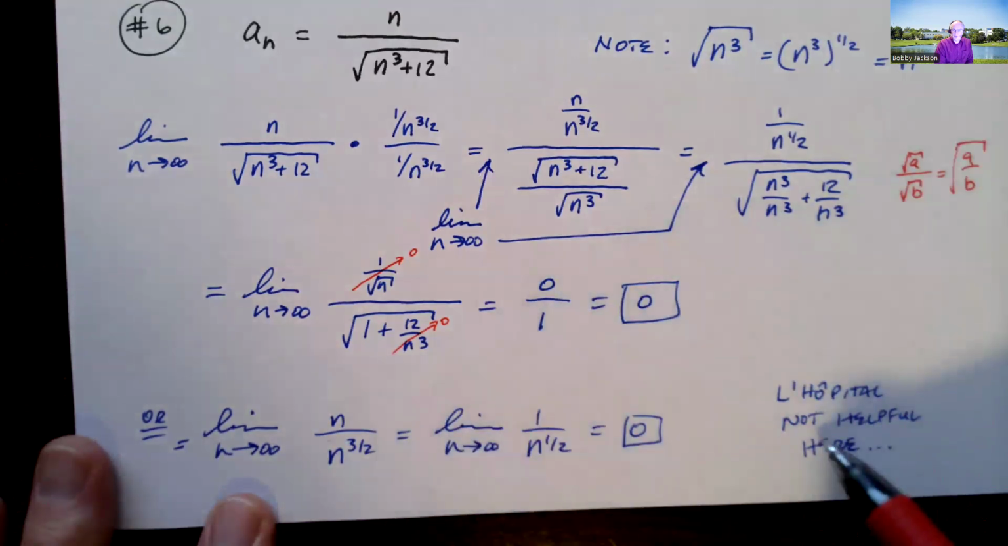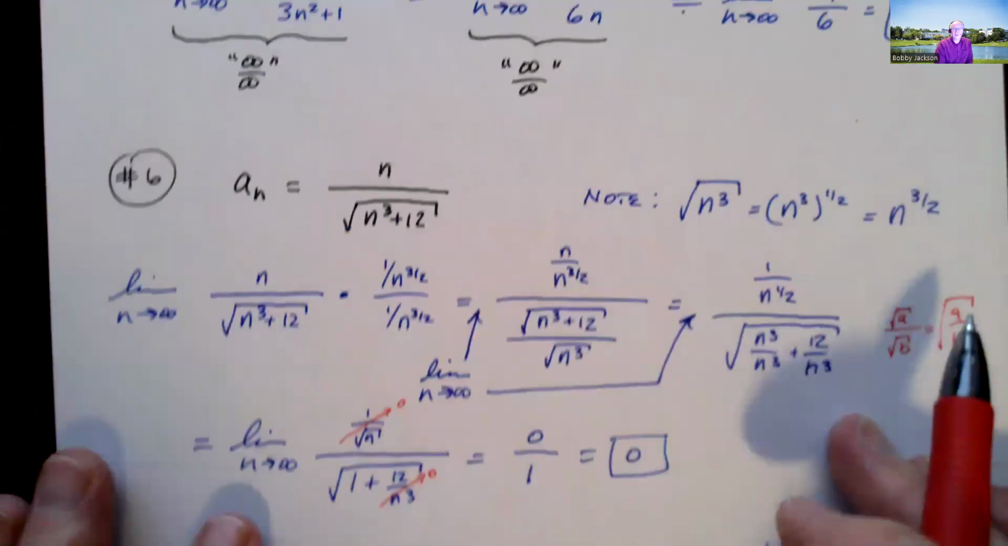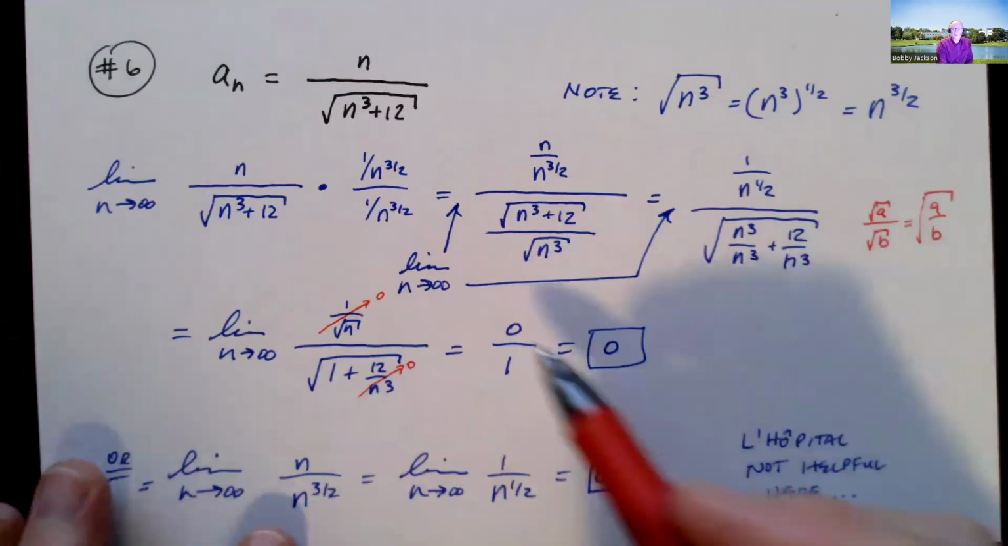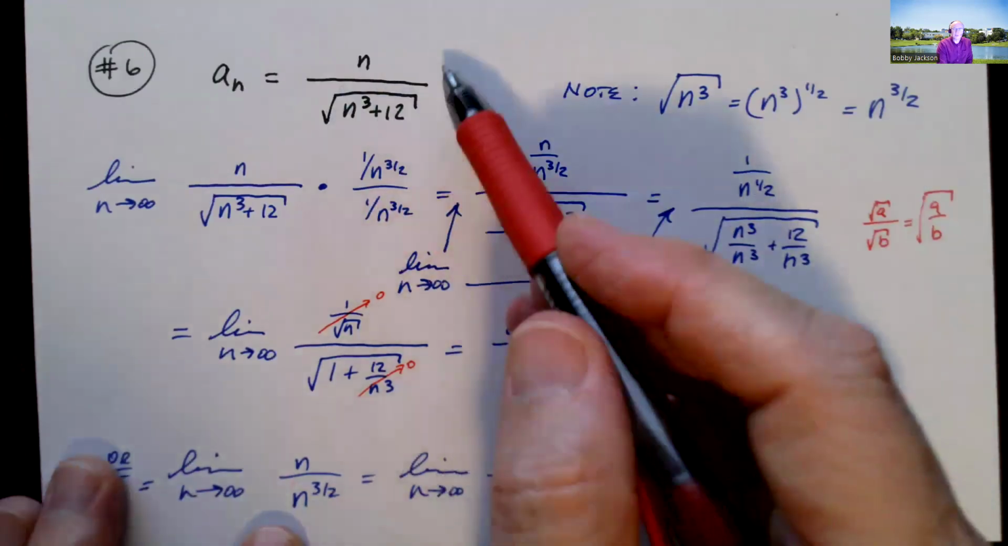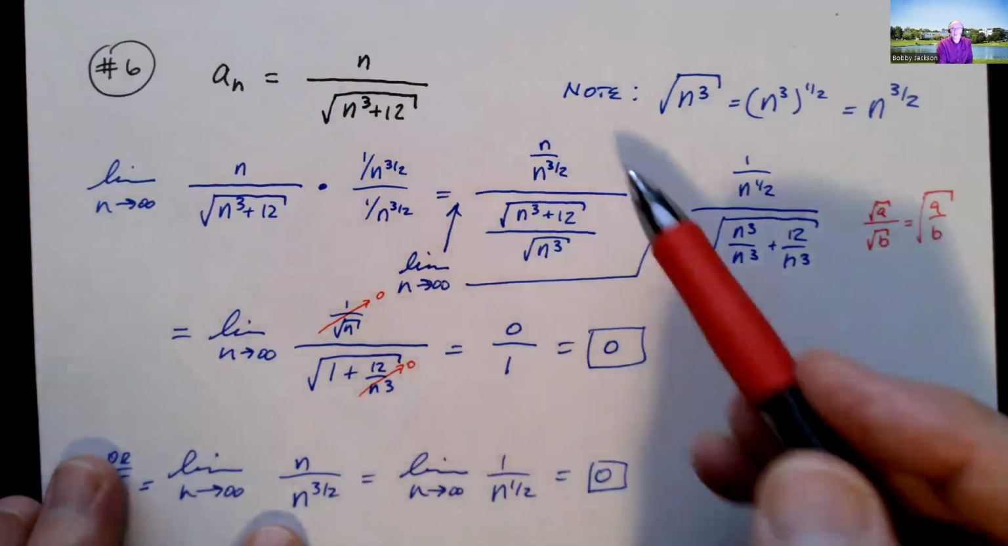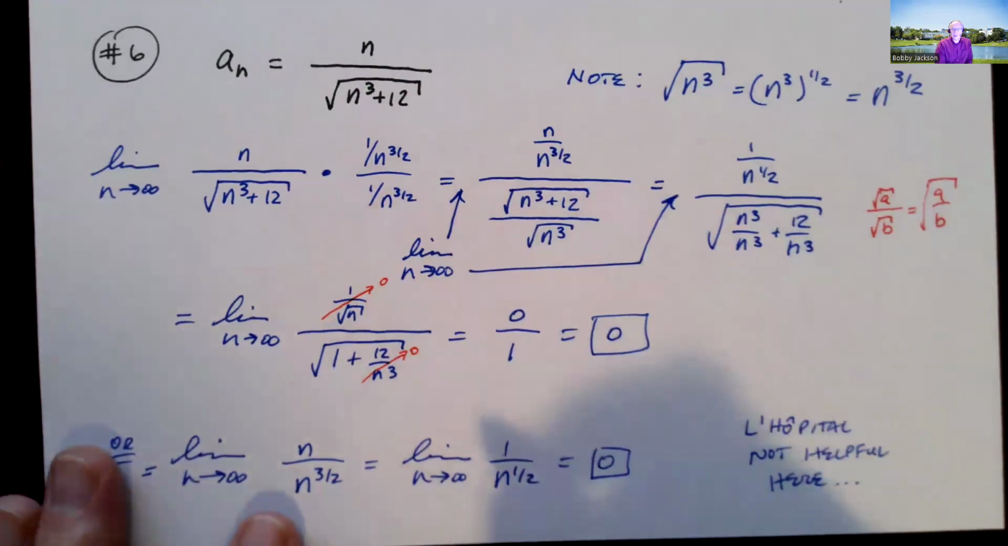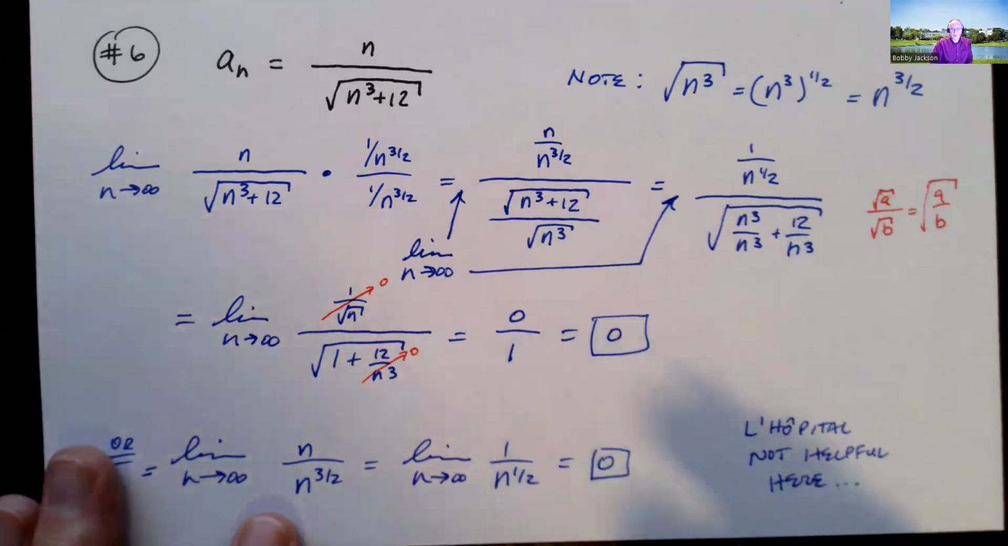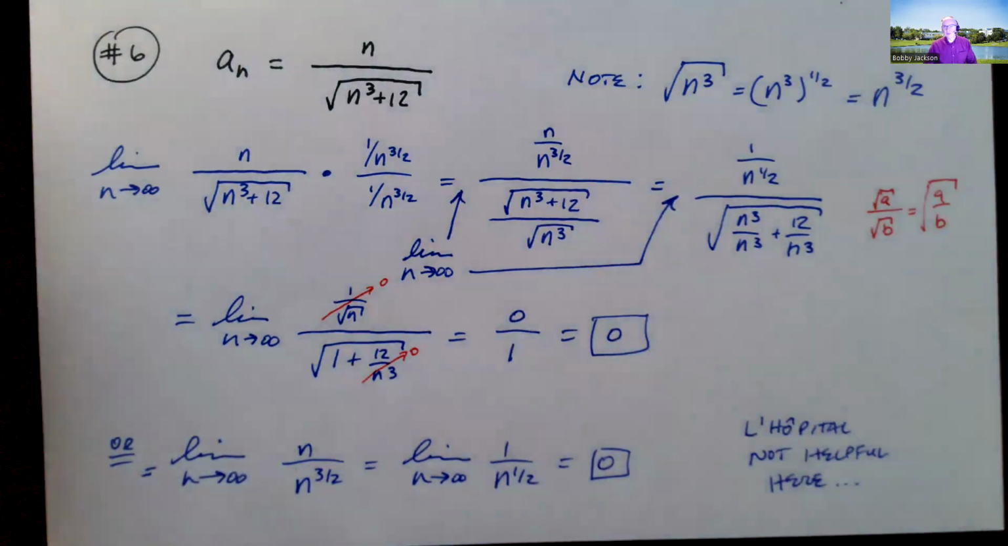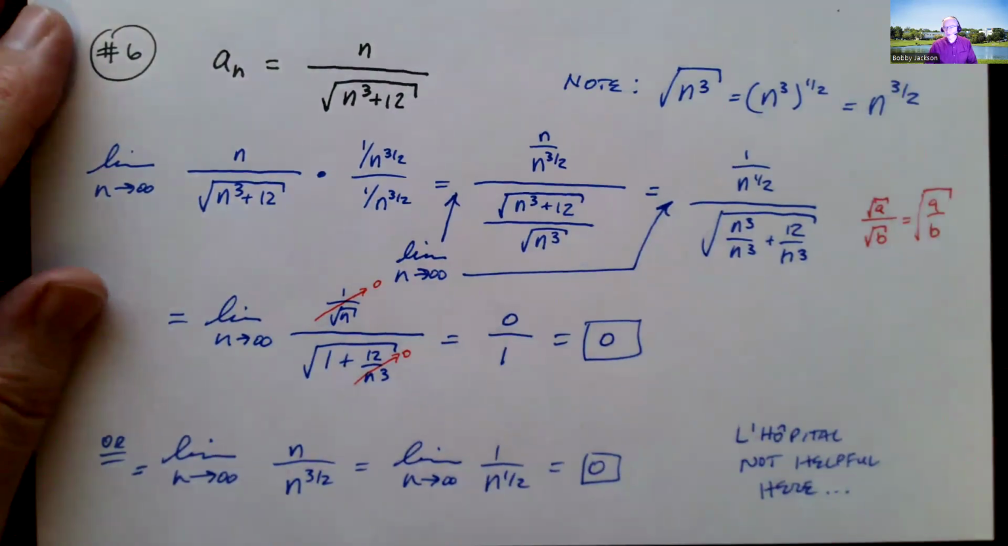By the way, L'Hopital's rule is not helpful like it was in number 5. Here, you kind of bounce back and forth. This radical expression kind of bounces up and down each time you take L'Hopital's rule. Doesn't really help in this case. So again, there's a variety of methods to finding these limits. I hope these two are helpful.